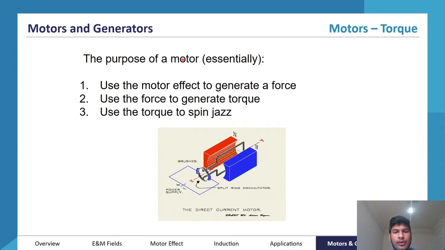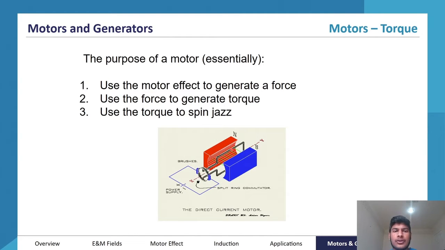Looking at motors in a bit more detail, the purpose of a motor essentially is to use the motor effect to generate a force. And this force then generates a torque, and the torque is used to spin whatever appliance you need to spin. So here we have a schematic of a DC motor. There are a few specific components that I want to highlight here, but in essence, we've got current that goes through a coil, and the wires on that coil have a current flowing through them, and we've got permanent magnets on either side. If you think back to the motor effect slide, that's going to generate a force. And because this force is off center, that's going to generate a torque.